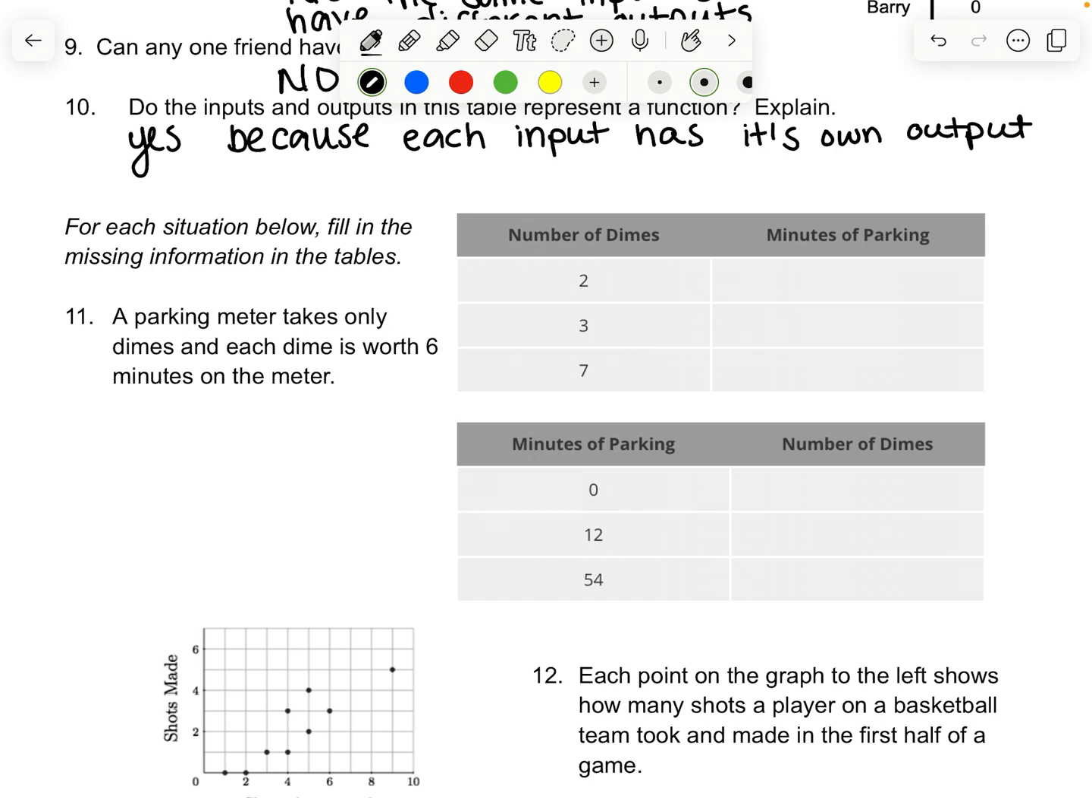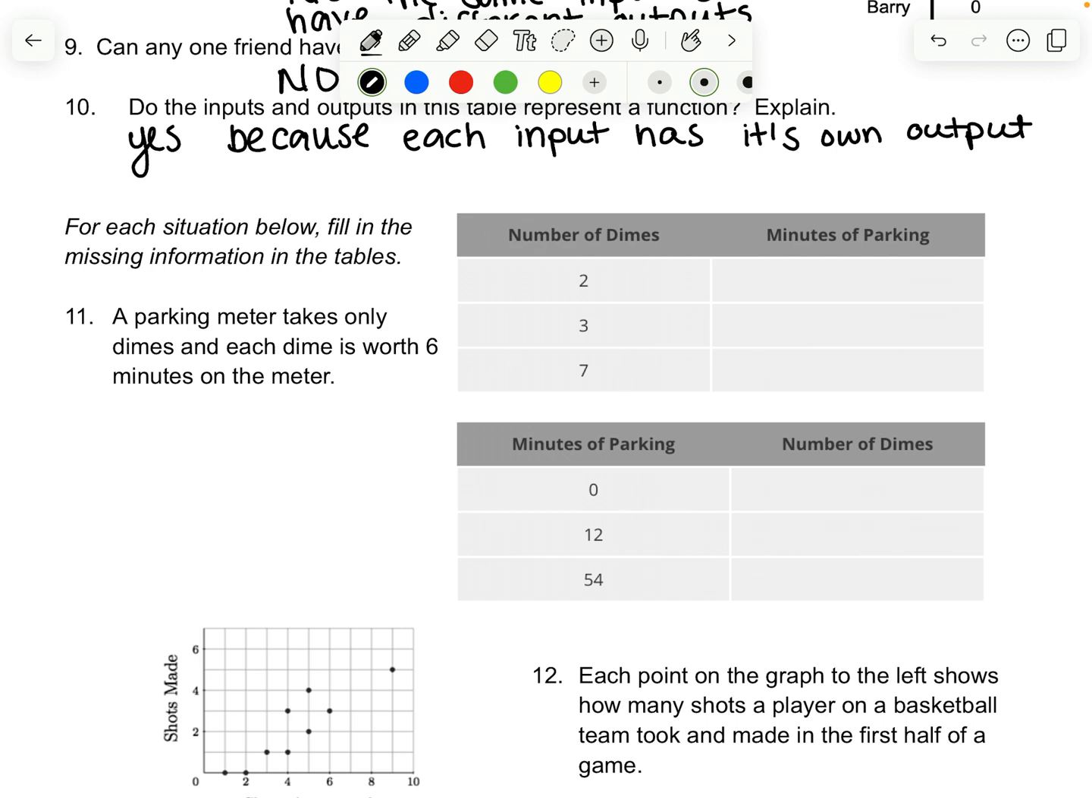About 10 seconds left. Alrighty, let's go ahead and see if you are correct.